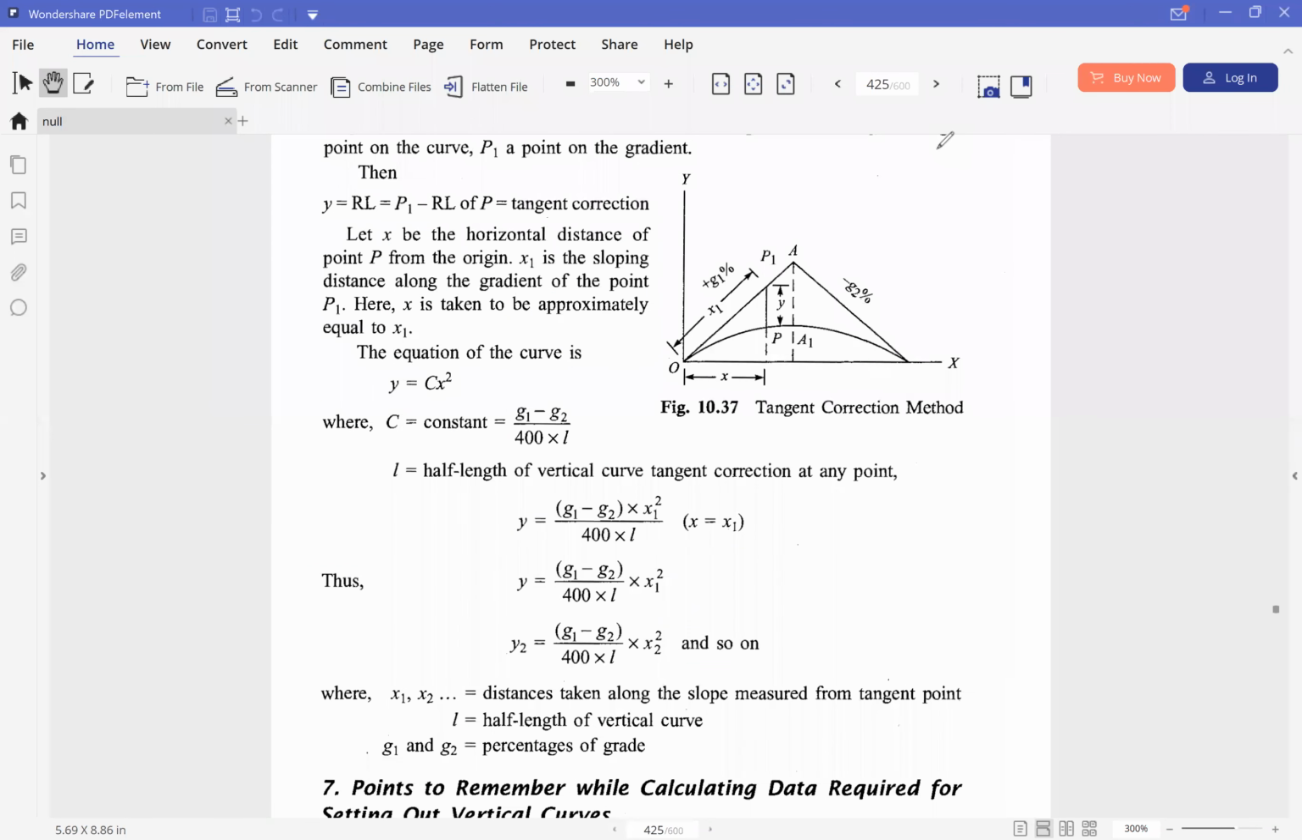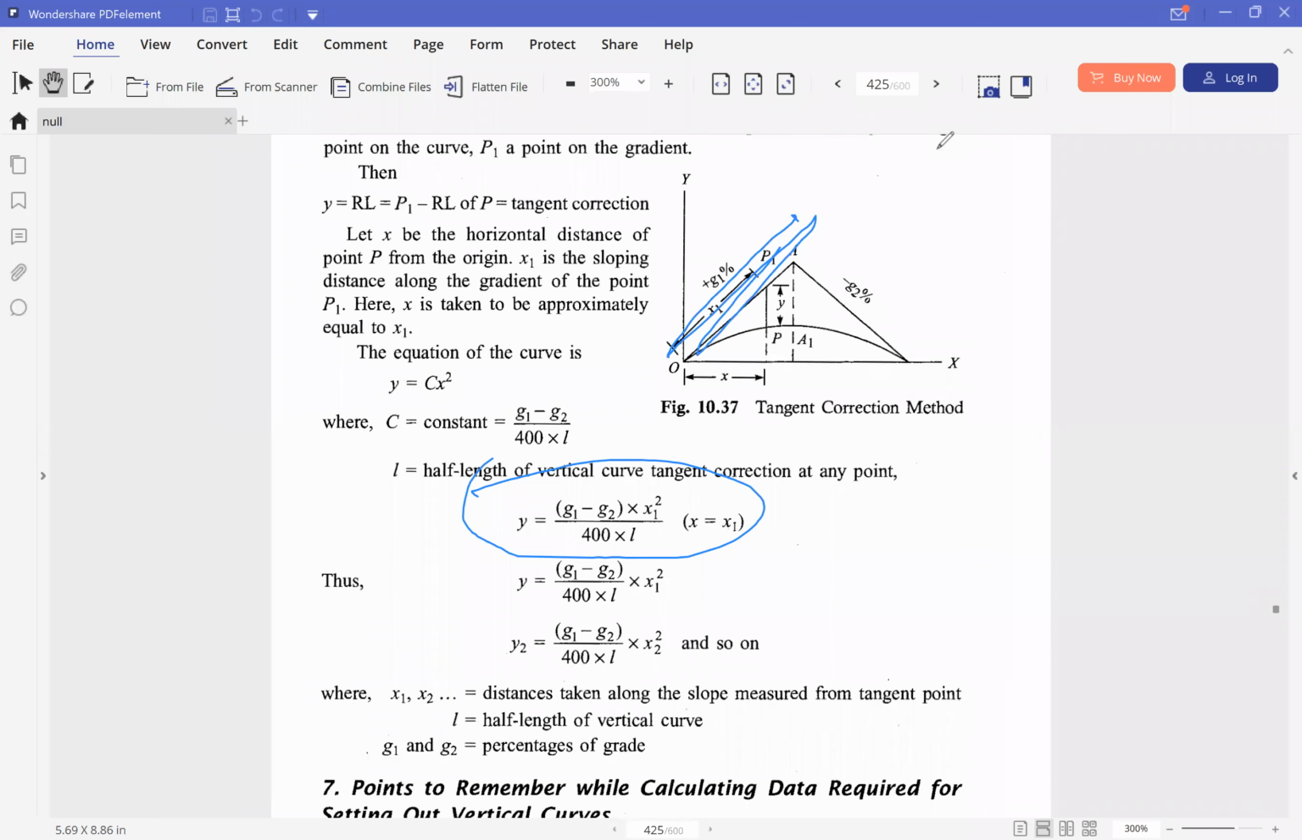No, the relationship that we are going to use is this one: y is equal to (g1 minus g2) into x1 square over 400 into L, right? Where g1 and g2 are the two slopes, and x is the corresponding distance along the gradient, along this length. And this small l is half the length of the curve, right?